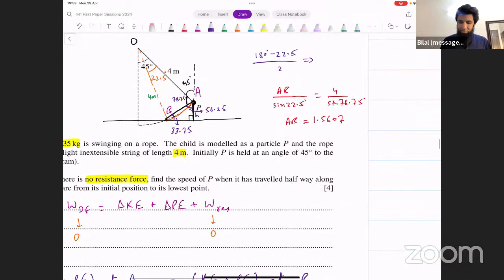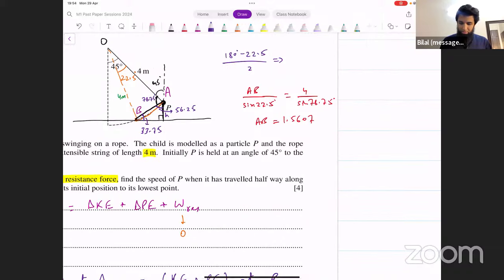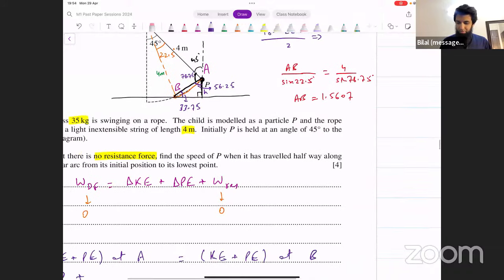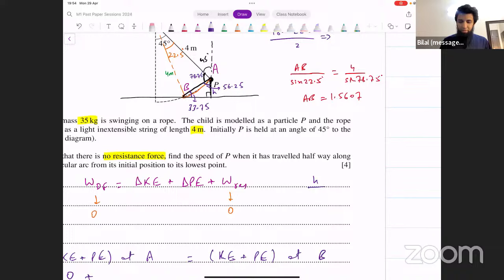And then using this, we could find the change in height here. Let's call this H. H over AB, AB is 1.5607, equals sine of 33.75. I'm using this angle, 33.75, with respect to this angle. H is perpendicular and AB is hypotenuse. And that will give me the change in height, 1.5607 into sine of 33.75.